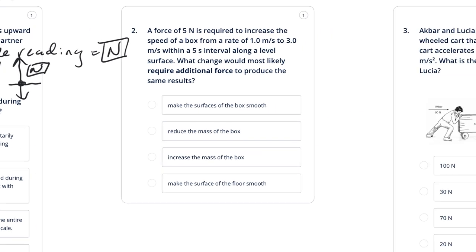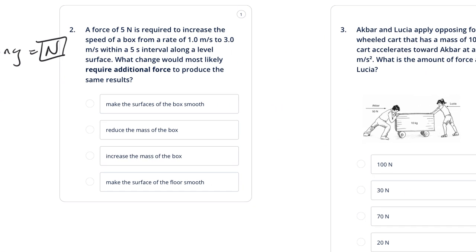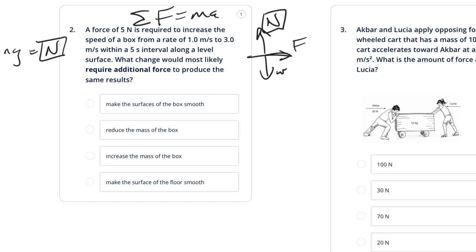So next one. A force of 5 newtons accelerates the box from a rate of 1 to 3. What change would most likely require additional force? Okay, so 5 newtons. Look at this equation: net force equals ma. So we have a box like this. We've got the weight, we've got the normal force. It didn't say anything about friction, but let's just assume there isn't any friction. So here's the force of 5 newtons. What change would mostly require additional force?